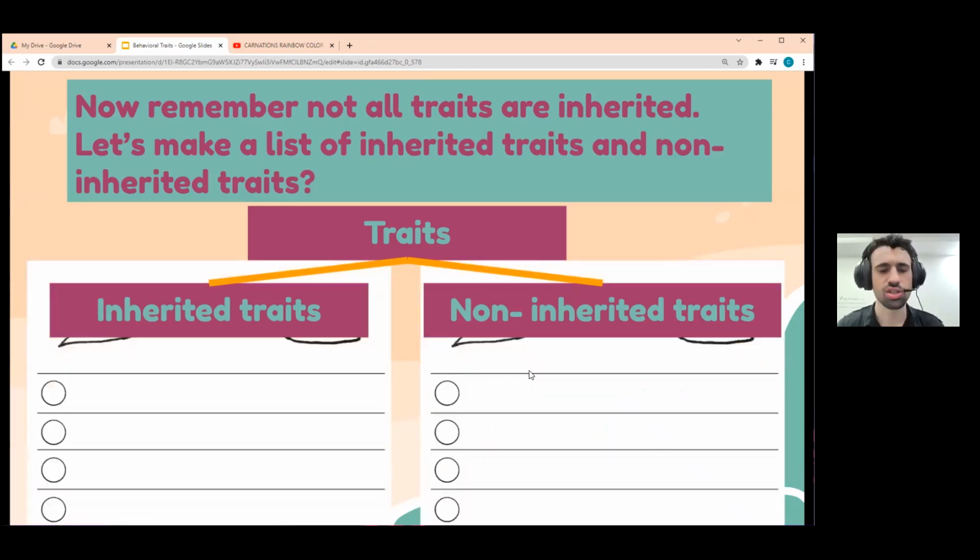Those are examples. Okay, so let's get some examples. So let me know if you're gonna give me an example of an inherited trait or a non-inherited trait, and we'll write it down in our list. So let's give some examples. Zook, could you give me an example of an inherited trait or a non-inherited trait? Okay, could you give me an example of an inherited trait?